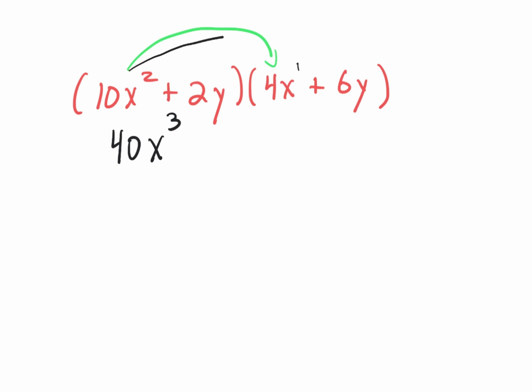Now we do the outside term. So we go 10x squared times 6y. So we multiply the numbers together. 10 times 6 is 60. Do we have anything to multiply the x by? There's nothing to multiply the x by, so we're just going to put x squared y. 6y doesn't have any x's to it, so we're just going to bring the x squared and the y along.